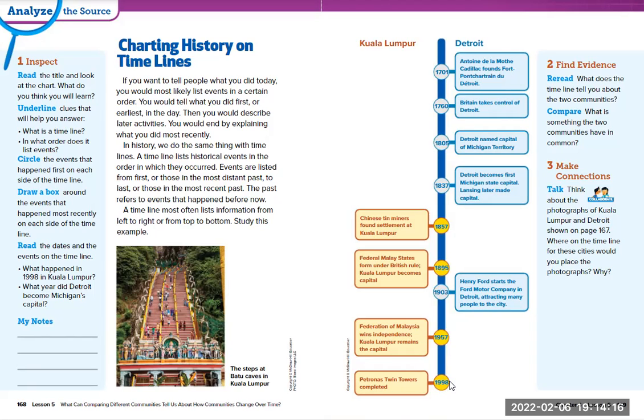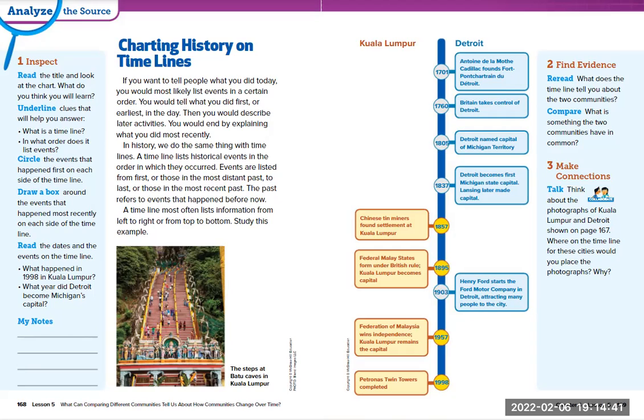And then the other question is, what year did Detroit become Michigan's capital? So looking at these little boxes, I'm going to let you figure out what year Detroit became Michigan's capital. And you can circle that too. And now we're going to get started on charting history on timelines.